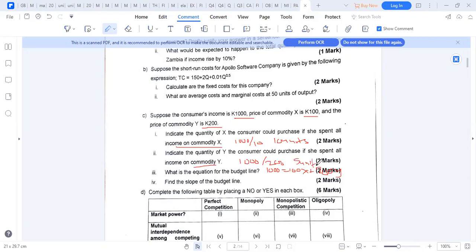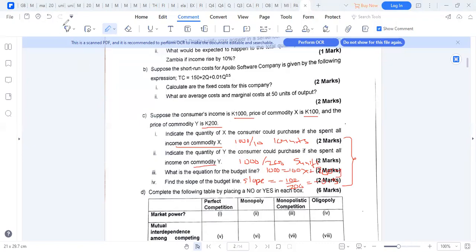Write the slope, which is equal to what? Price of good X, which is 100, over price of good Y, which is 200, which is negative what? 0.5. So how many marks for this? 8 marks, which you cannot afford to lose. Is this clear? Yes. Now, suppose the question was what?